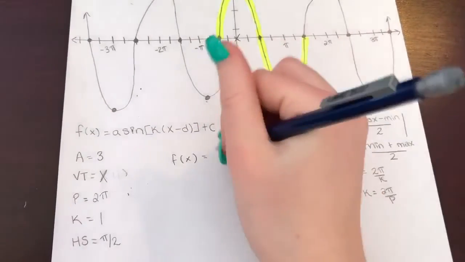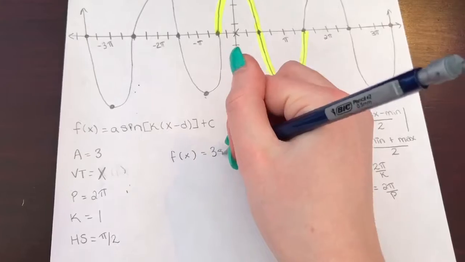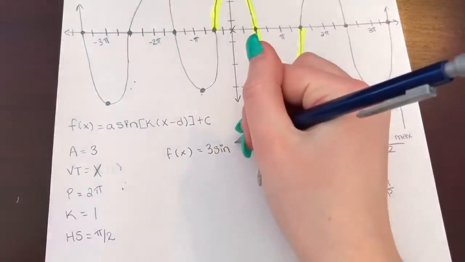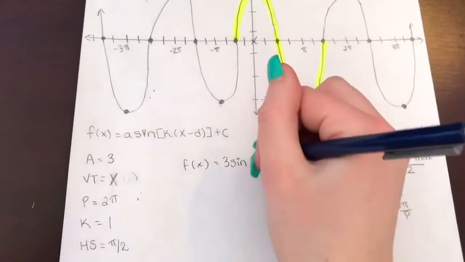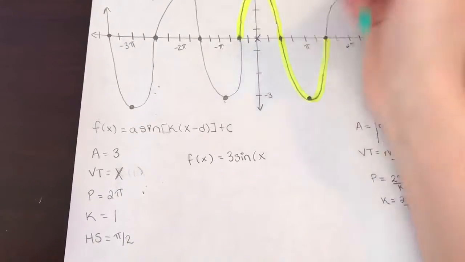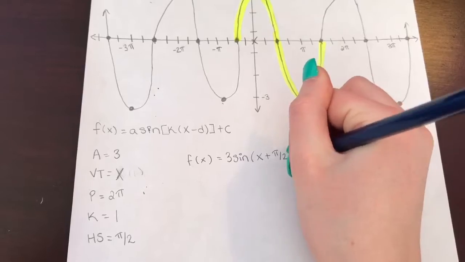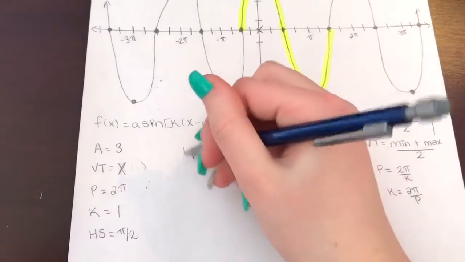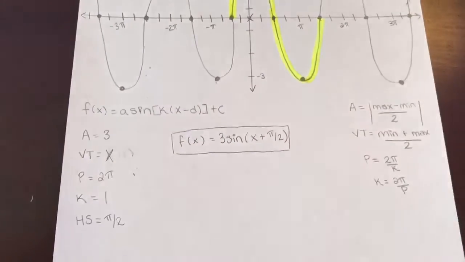So f of x equals the amplitude of 3. Now this is the standard equation, but this can change from sine or cos, but in this case we are doing sine, so we will leave it. And our k value is 1, so we don't need to plug it in. Now we did shift left pi over 2, which means we're going to have a positive pi over 2 when we plug it into our equation. And then we did not have a vertical translation. So this is our final equation.